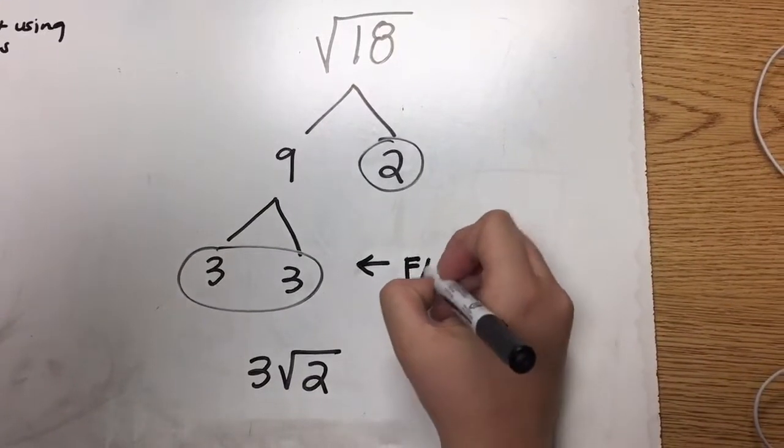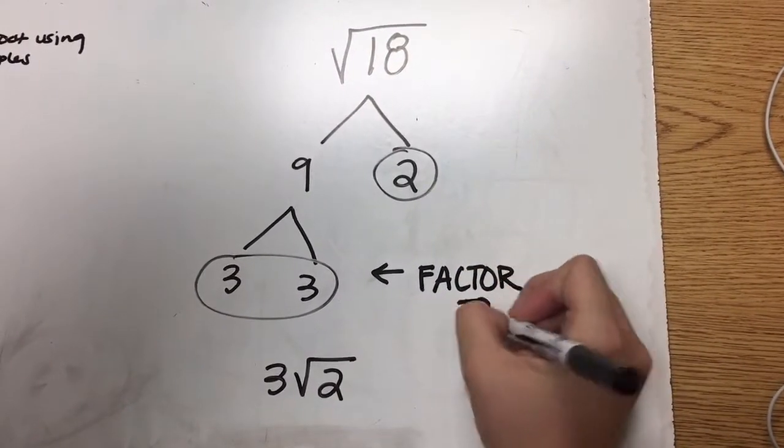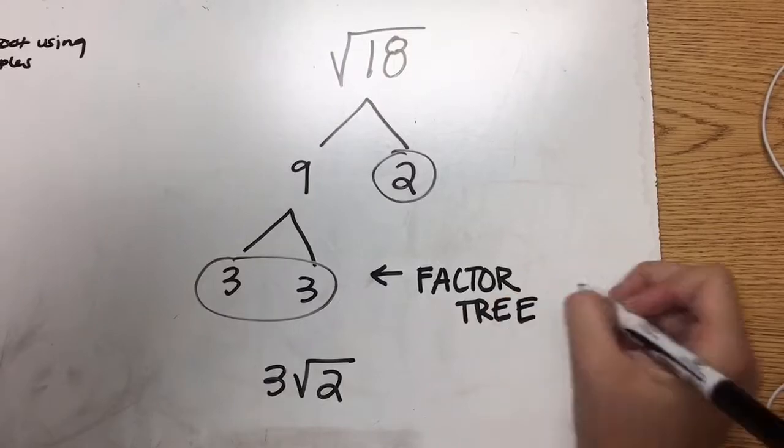The first trick you should use is the factor tree. Using a factor tree helps you easily determine the factors that come out of the square that you are trying to simplify.